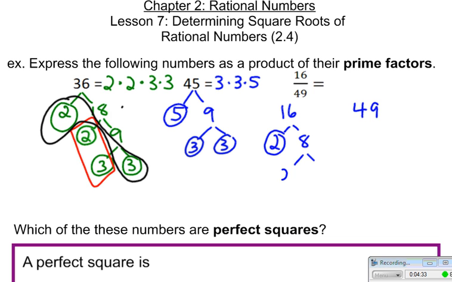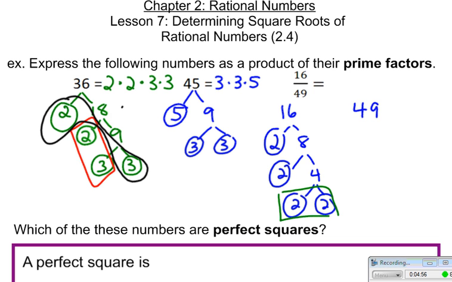2 is prime. 8 splits into 2 times 4. Oh, circling the wrong one here. Try that again. 8, 2 is prime times 4, and it becomes 2 times 2. So 16 is a perfect square because we can make 2 equal groups of prime factors, 2 times 2 and 2 times 2. So we get 2 times 2 times 2 times 2.